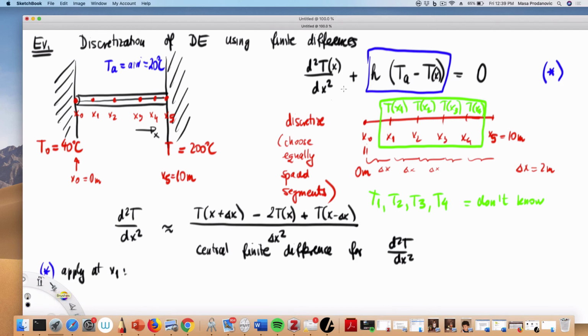What does that mean? I'm going to now approximate this differential equation. I'm just going to write it down as T of x1 plus delta x minus 2T of x1 plus T of x1 minus delta x, divided by delta x squared. So I'm approximating the second order derivative with this finite difference. It's not exact, it's approximate. But as my delta x gets smaller, I get better and better at it, because my second order derivative is the limit of this expression as delta x goes to 0. Are we okay with that from calculus?